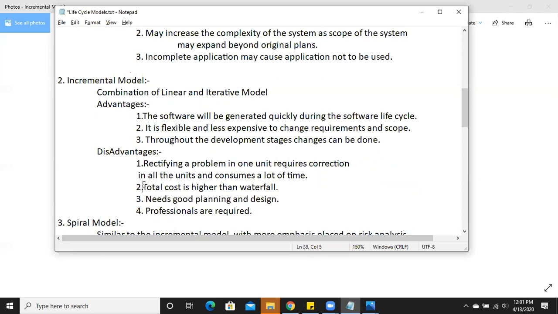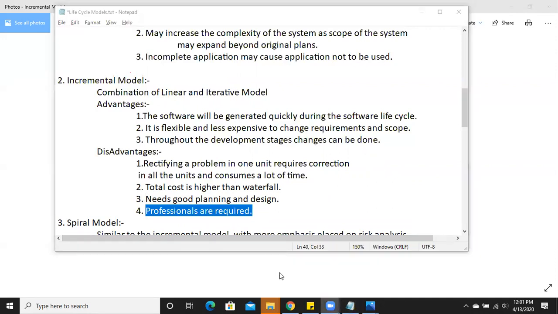So just connect these three points with each other. There is the requirement of professionals. First I will consider this point, right? There is the need of good planning and design. How will we do good planning? There is the requirement of professionals. Now if I want to hire professionals, then it will increase the cost. So again, to repeat: it needs good planning and design. If I need good planning and design, I will need professionals. If I need professionals, I will hire all those professionals, which can increase my cost.